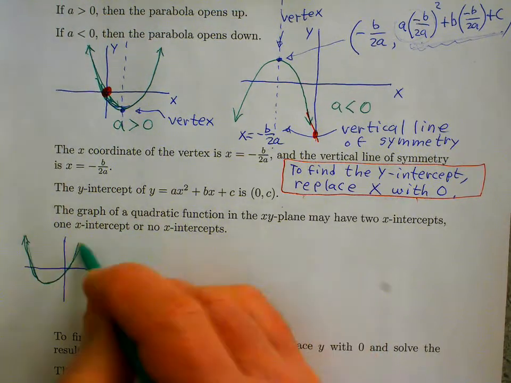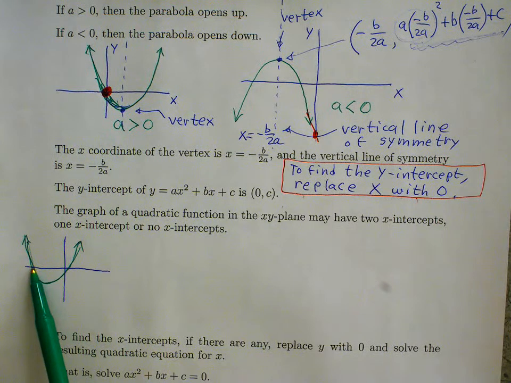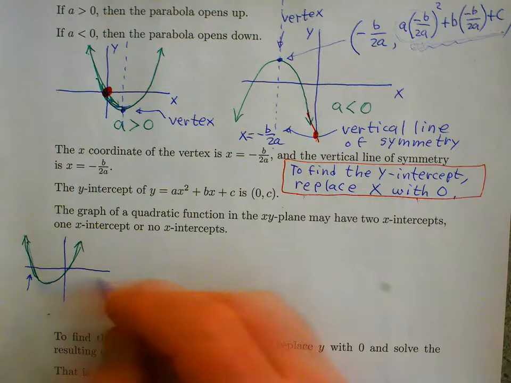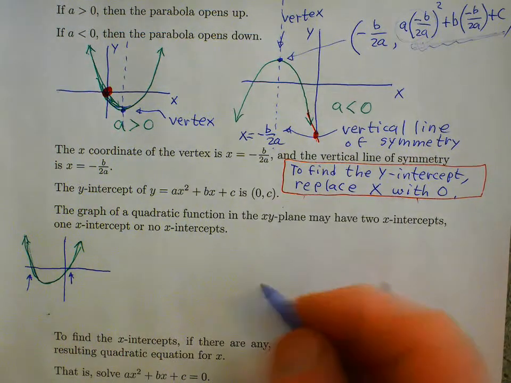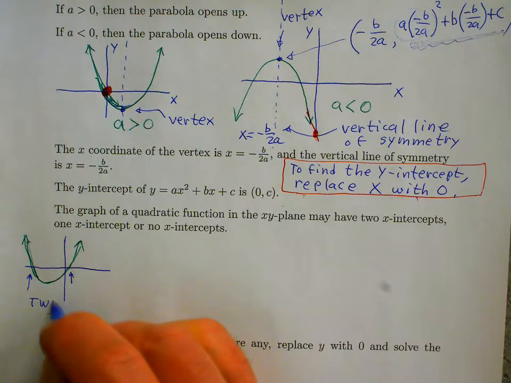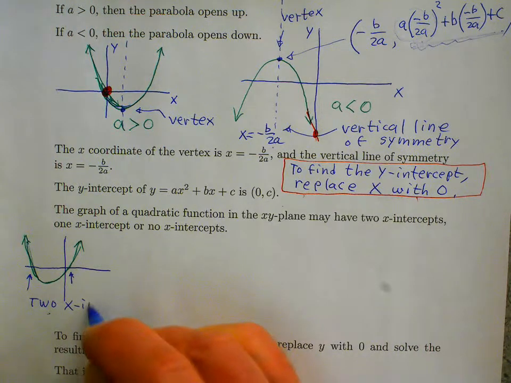So in this picture, this parabola crosses the x-axis twice. Remember, when the graph crosses the x-axis, those are x-intercepts. So there are two x-intercepts in that picture.